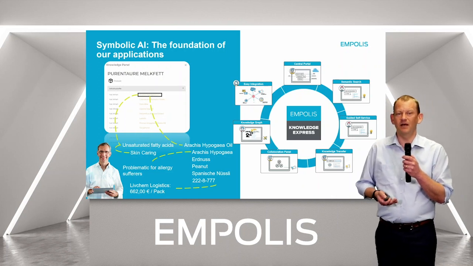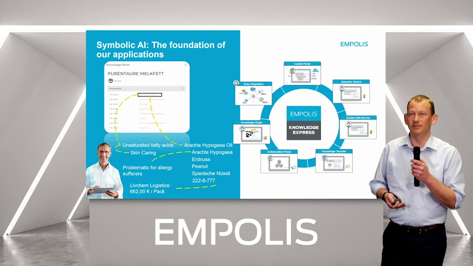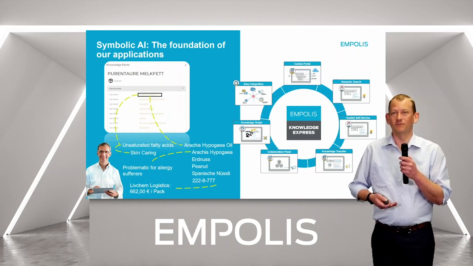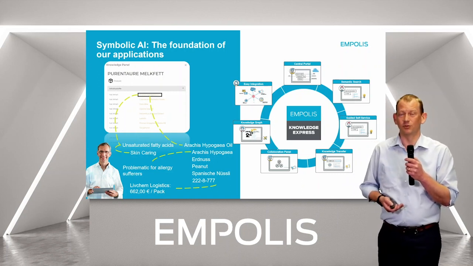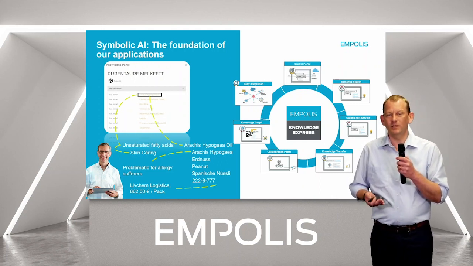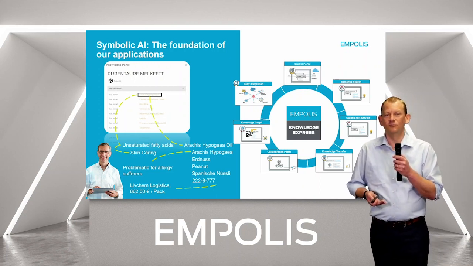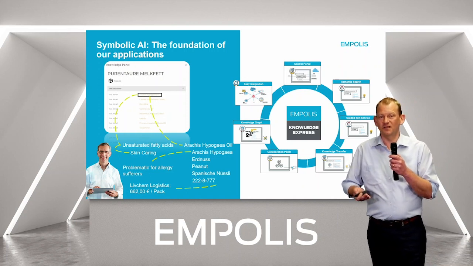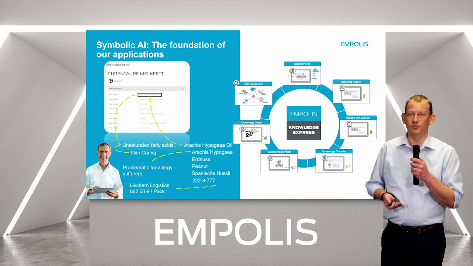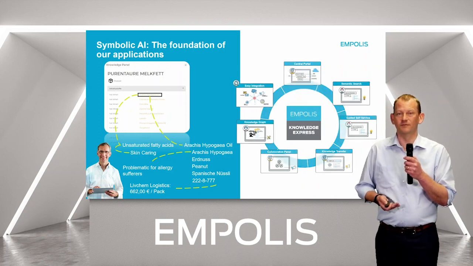But many people are allergic to peanut oil. That's not so good, and we need to know if we have peanuts or some products based on peanuts in our products. And finally, we can see if we want to buy peanut oil, we can get it under CAS number 2228777, for example, from Livchem Logistics for 662 euros per package. Okay, that is what is saved in our knowledge graph.